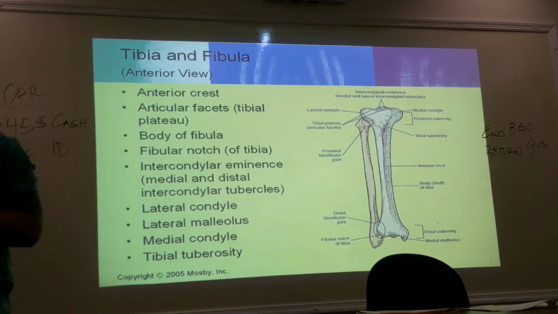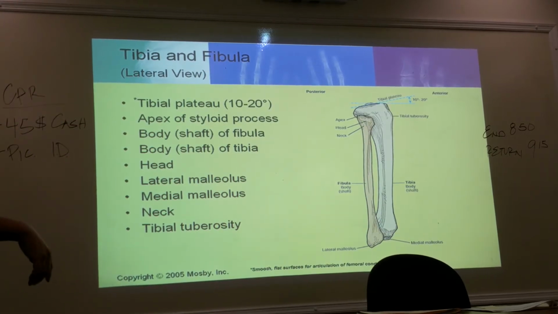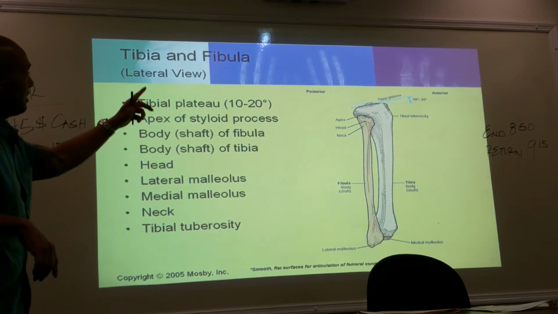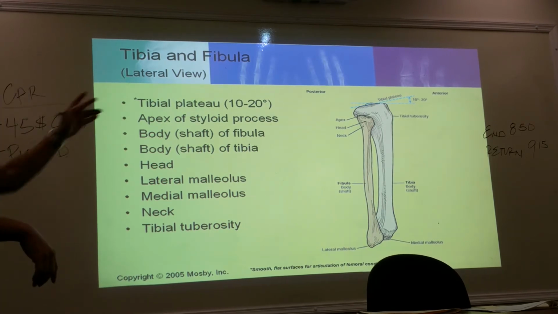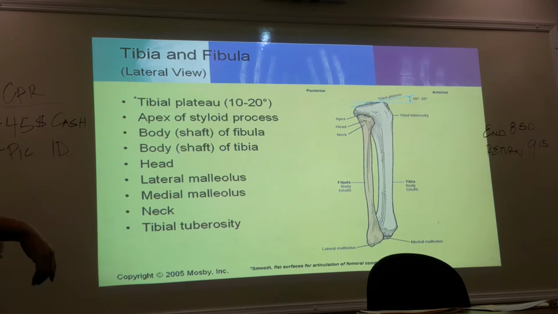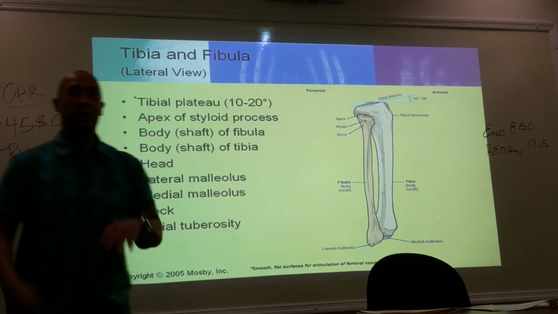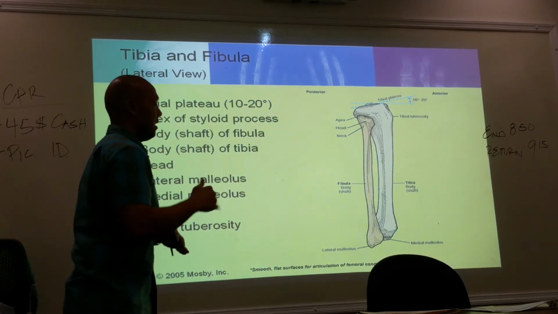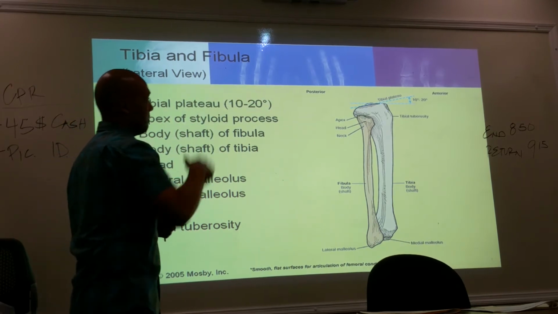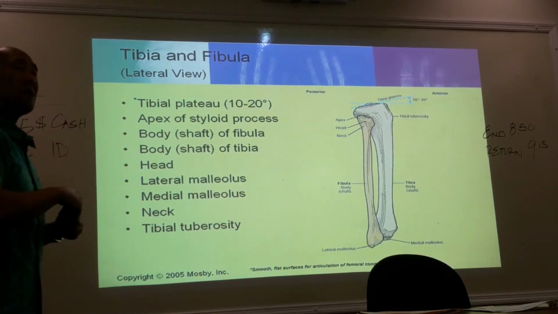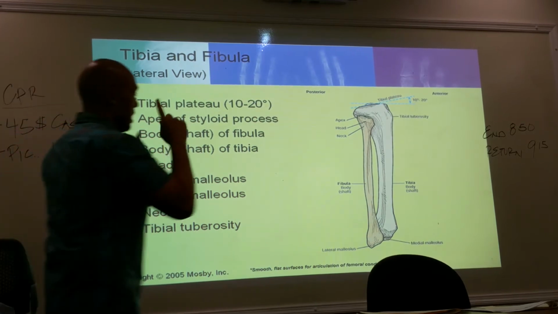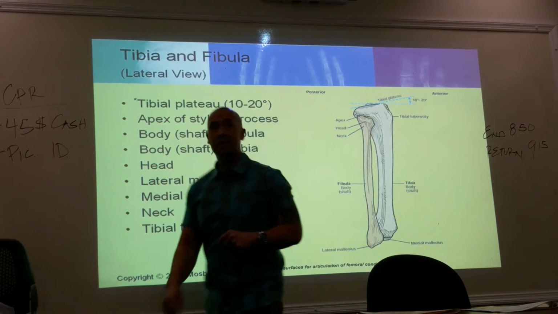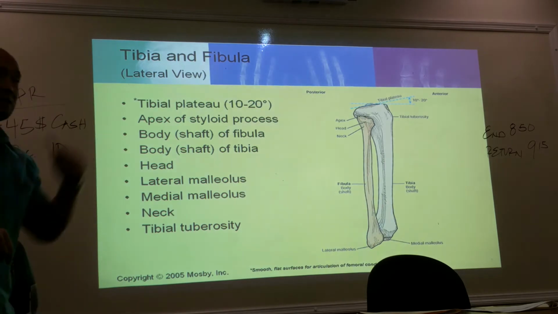All right. Here we have a lateral image of the tib fib. The apex of the fibula is at the very top. It also has a head and a neck. We already talked about the body. What I want to focus on here is the tibial plateau. Okay, the very top of the tibia, the smooth surface. It has an angulation from a true 90 degrees of approximately 10 to 20 degrees posteriorly. Okay, so when you keep that in mind, there's this angulation right here. This is going to be your joint space between your tibia and your femur. Remember the femur is going to sit right on top of that.